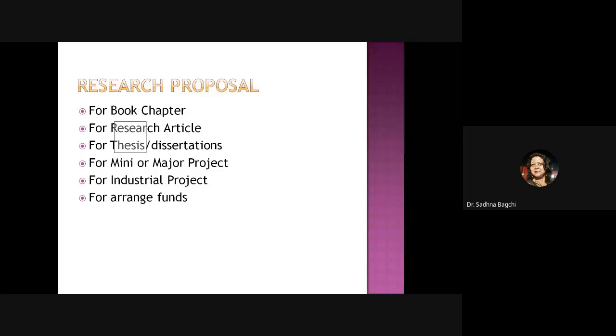Industrial is similar: industry wants to solve its problem, so they also invite proposals from authors or from other people. So if you are writing an industrial project proposal, some other things must be included.